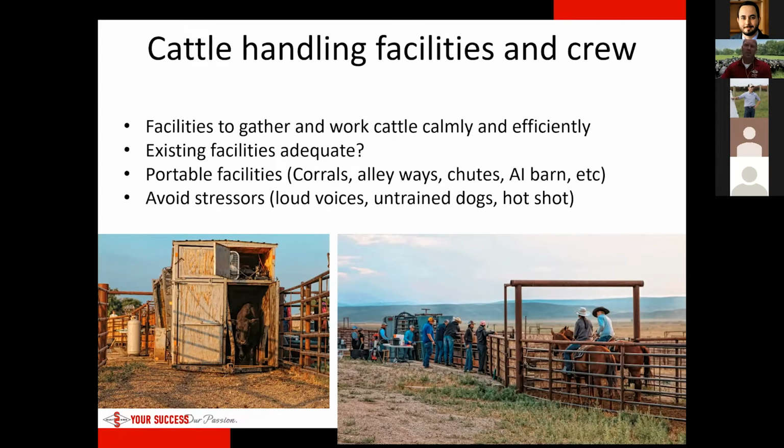And then finally, just talking about cattle handling facilities, avoid the stressors. Avoid that person back there yelling at the top of their lungs at everybody, stressing the cows, stressing everybody else in that situation. Work cattle calmly. I mentioned here also untrained dogs, or maybe people using a shocker or hot shots. Anything that's going to cause stress to that cow during this whole process is going to affect your overall results and overall success of an AI program.